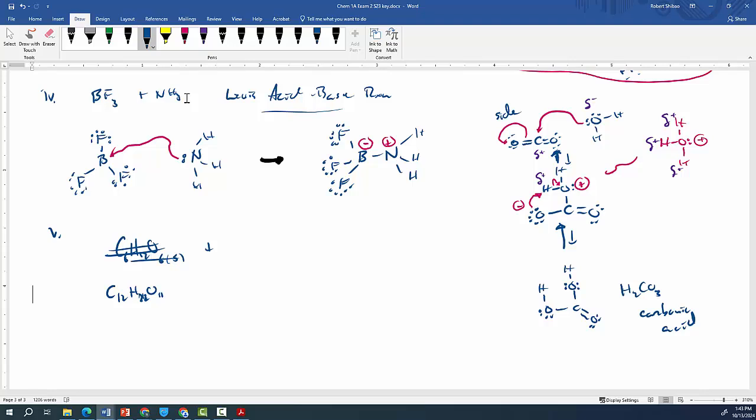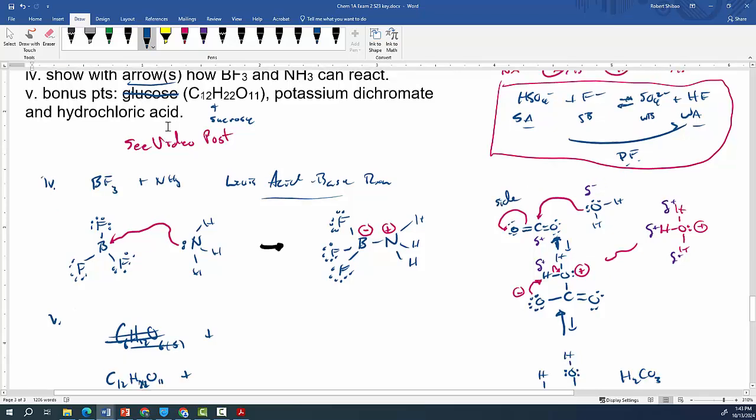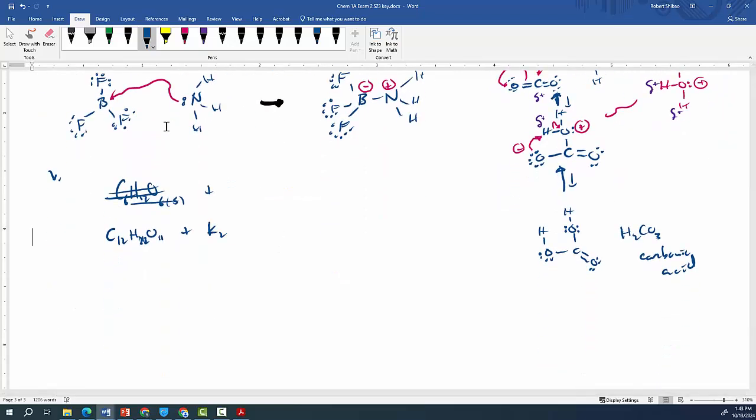So we've got sucrose plus potassium dichromate, K2Cr2O7, plus hydrochloric acid, aqueous. So we could do a double replacement with this. Metathesis would yield dichromic acid, H2Cr2O7, plus potassium chloride. And we're going from a stronger acid, hydrochloric, to a weaker acid.